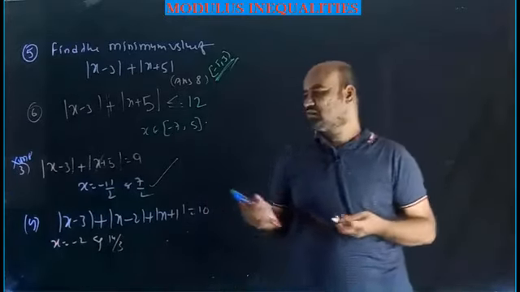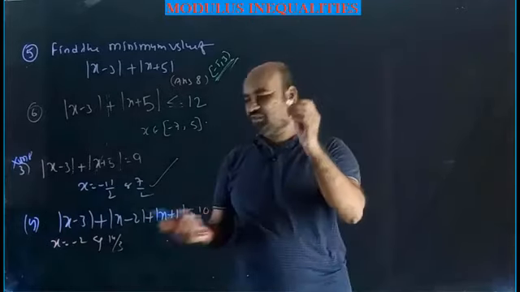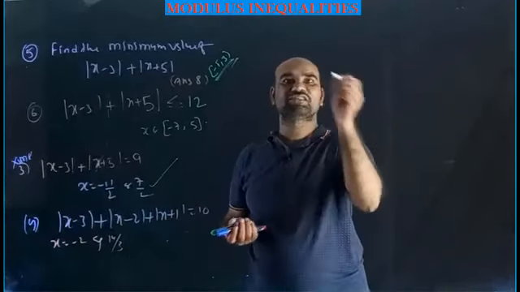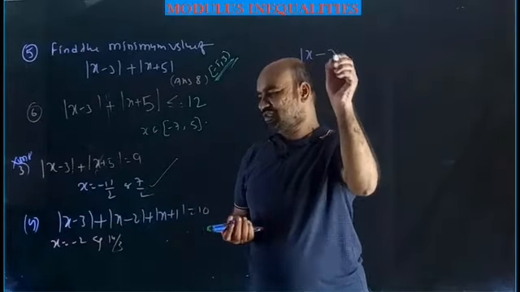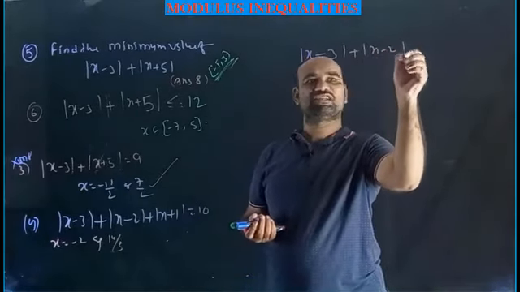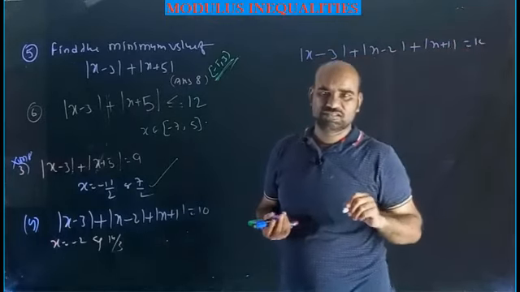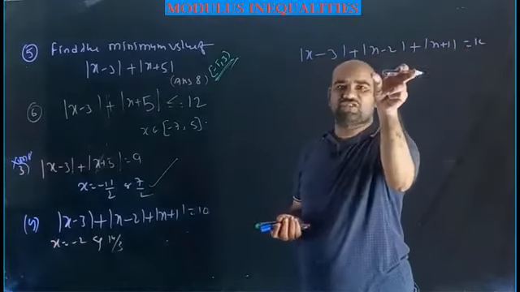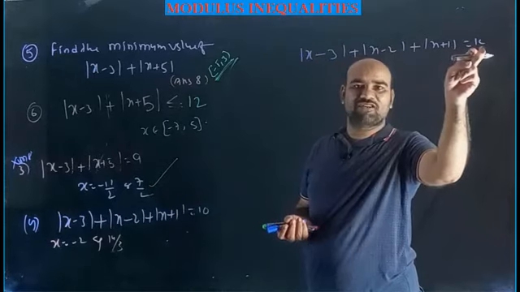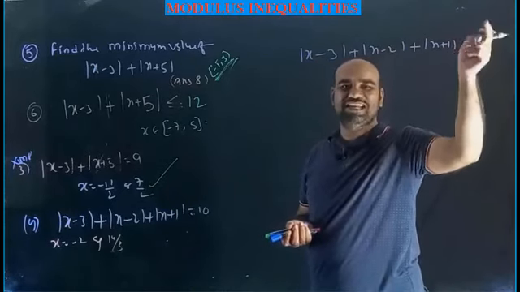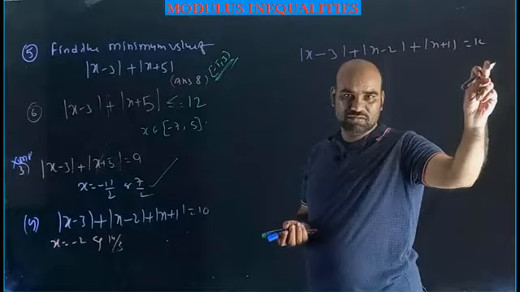Okay, students. Next problem I want to solve. Say I've already completed it, but I want to solve by using this method. Mod of x minus 3 plus mod of x minus 2 plus mod of x plus 1 equal to some k. I want to find the minimum value of this expression. Or k equal to 10, what is the solution? K equal to 11, what is the solution? K lesser than 12, what is the solution?